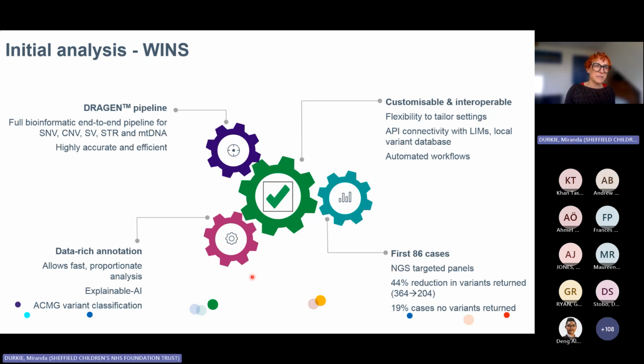So just from that initial 86 cases, with the settings straight out of the box from Illumina, we saw a 44% reduction in the number of variants returned, so 364 to 204. And we had 19% of cases with no variants returned.